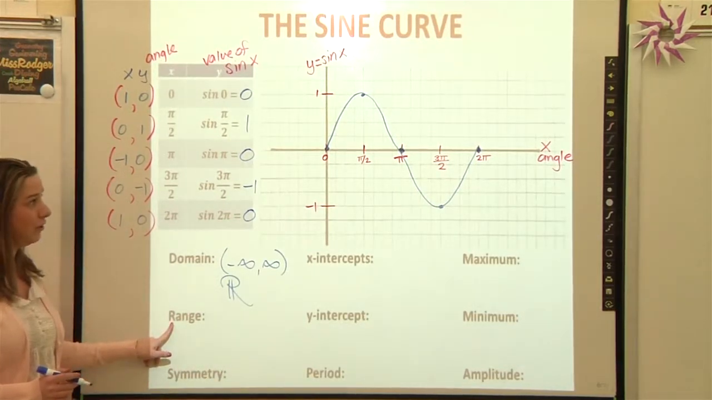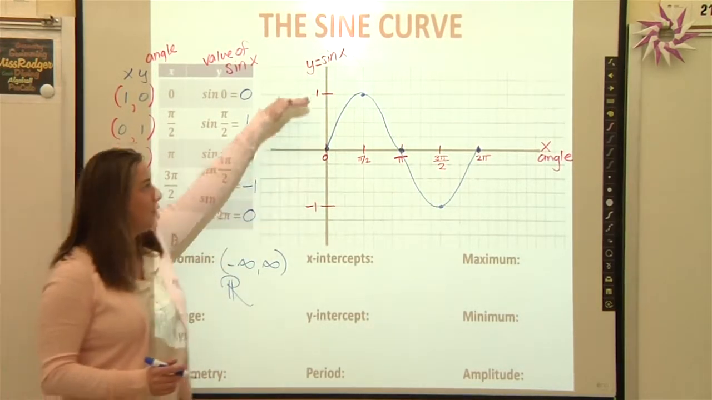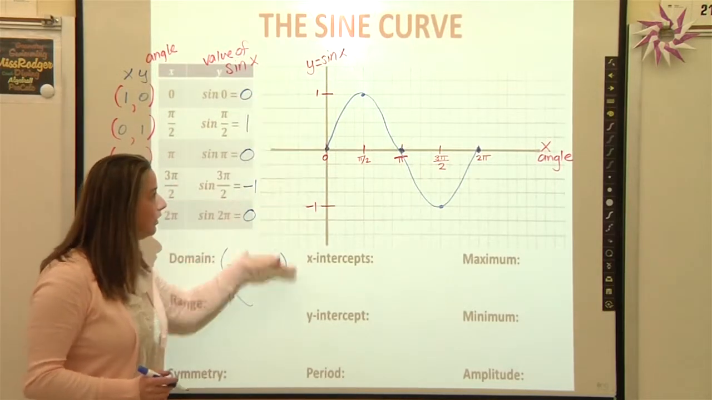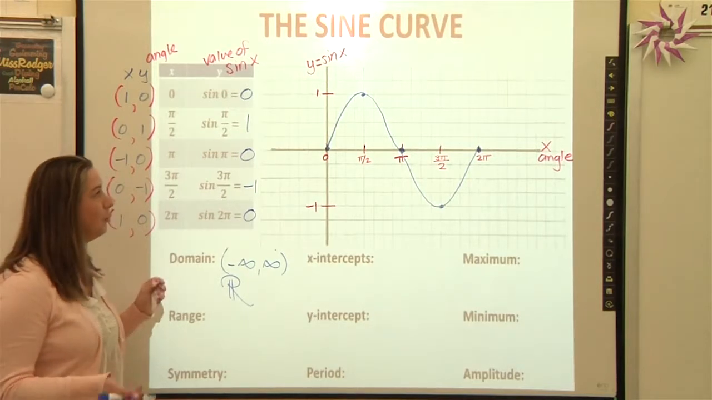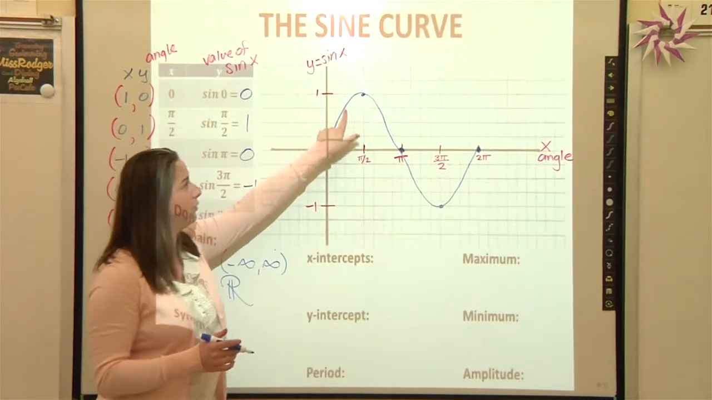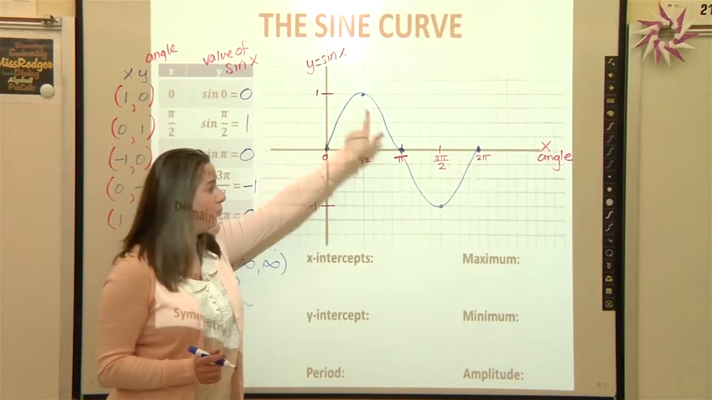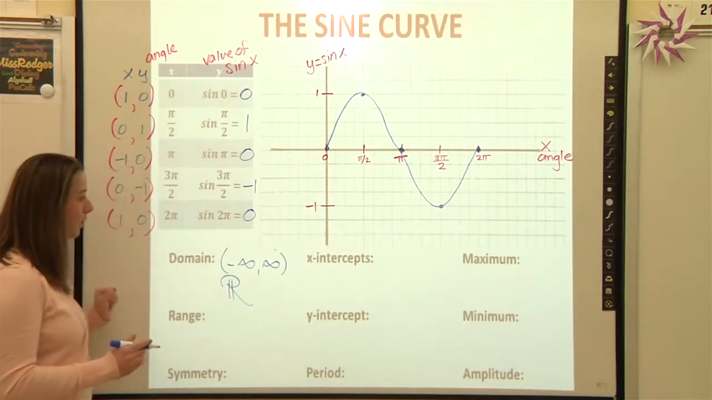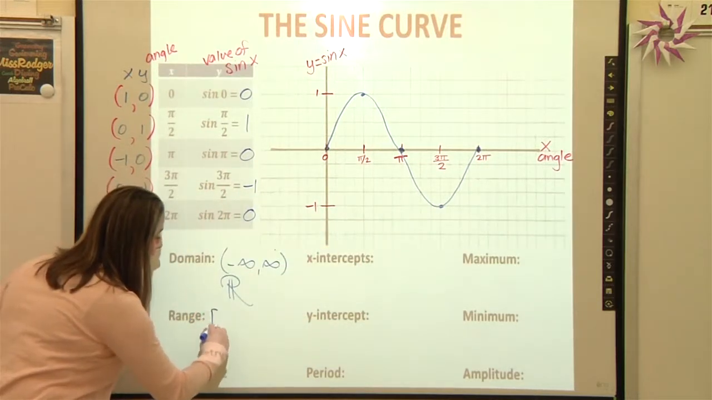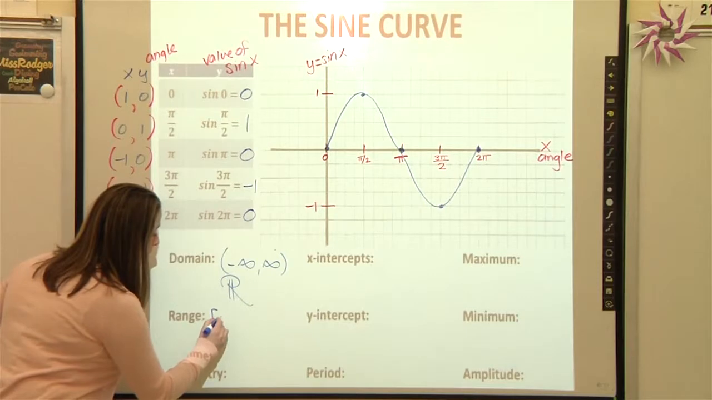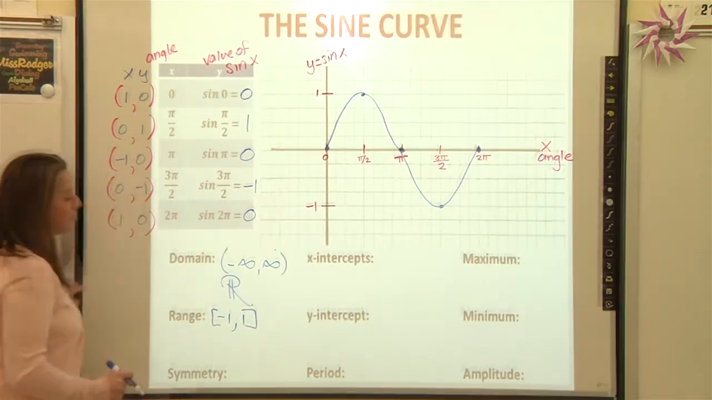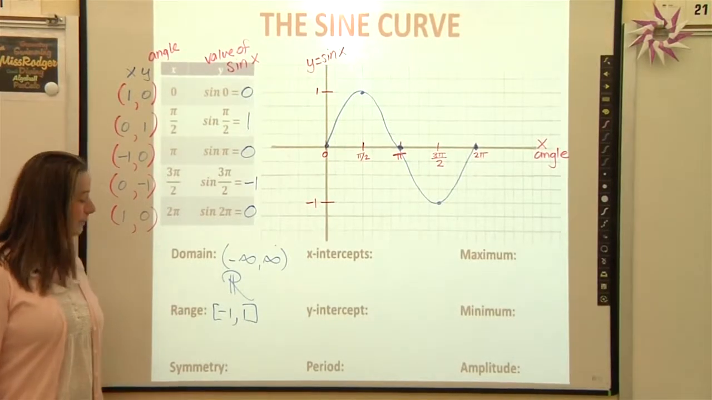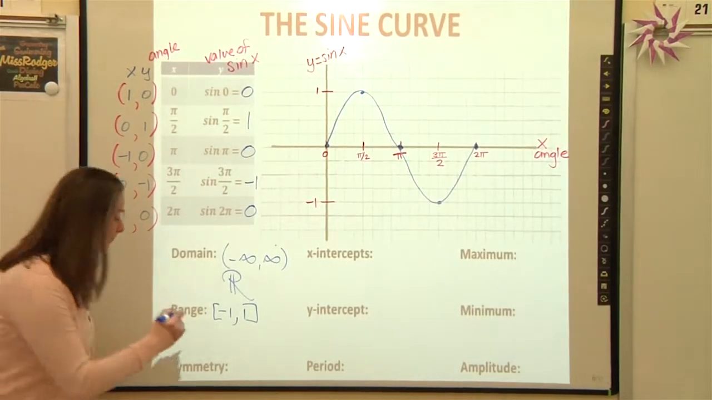Our range. When we think about our range, we think about our y. What is the highest point? What is the lowest point? That's what you want to think about. Our highest point is 1. Our lowest point is -1. So our range is going to be -1 to 1. The sine curve is symmetric about the origin.